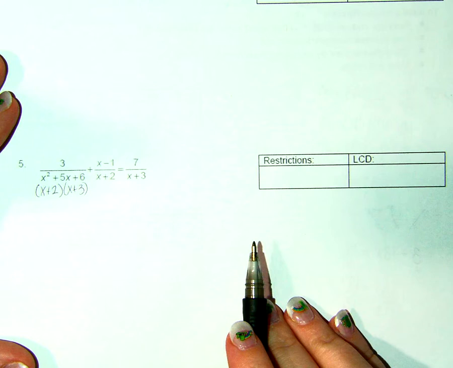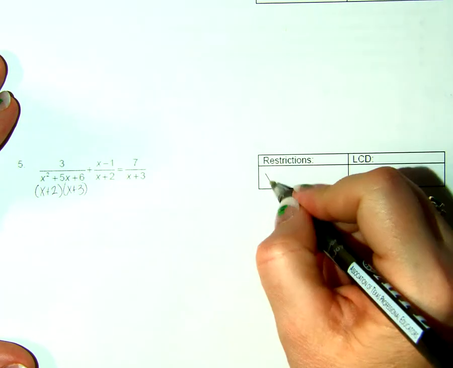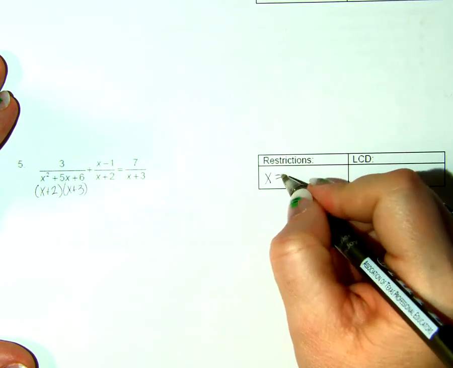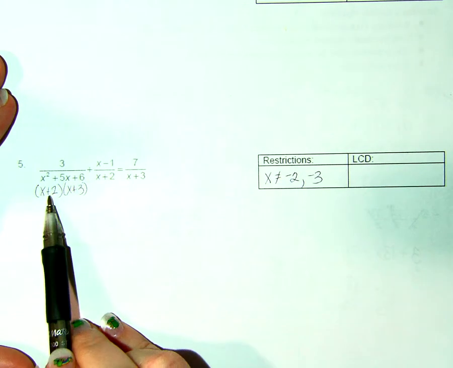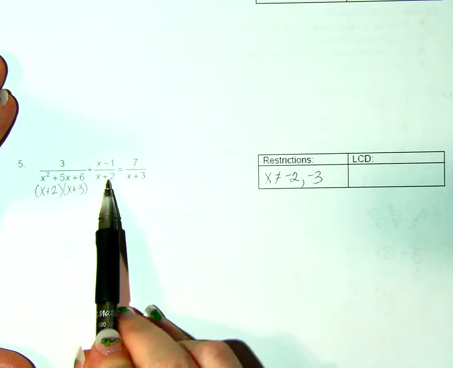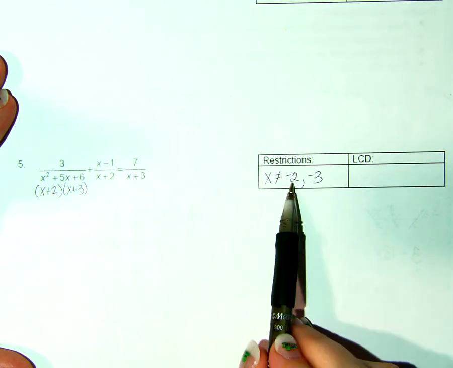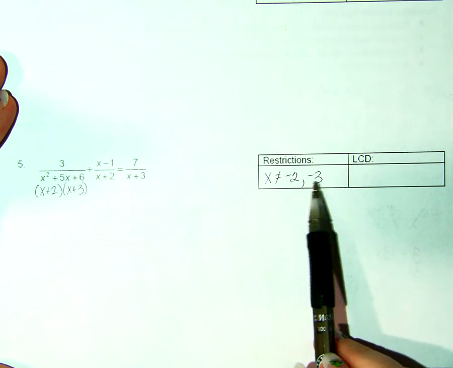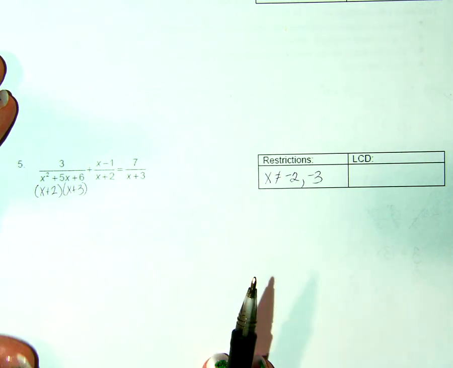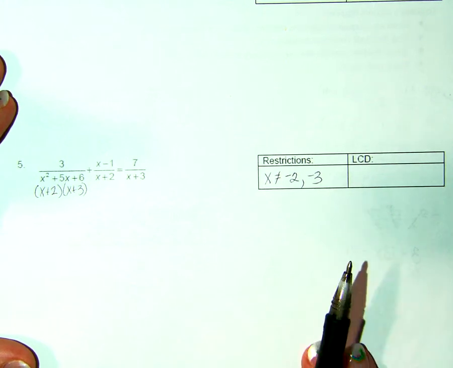So what are my restrictions? x can't be negative 2 or negative 3. So that takes care of this one and this one. What about this one? Oh, I already have it written. Do I have to write it again? What about this one? Negative 3. I already have it written. Do I have to write it again? No. Very good. Okay. What's my least common denominator then?